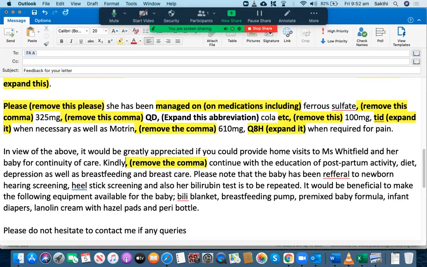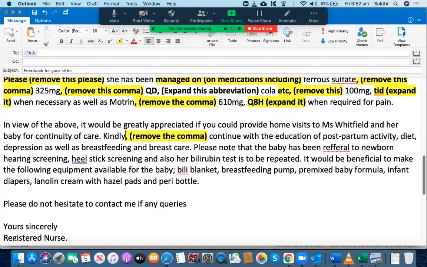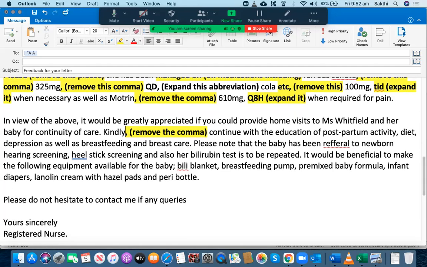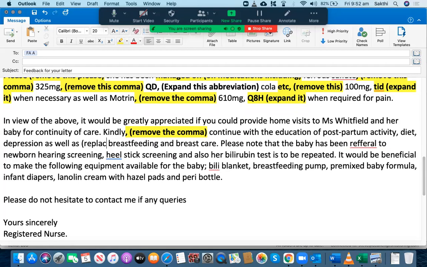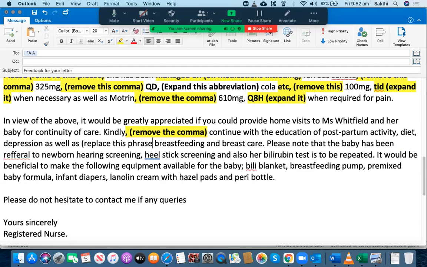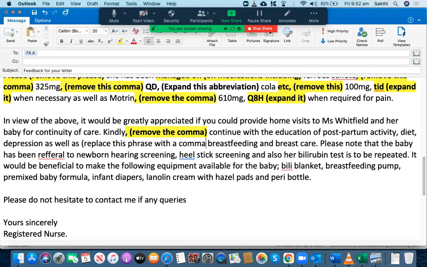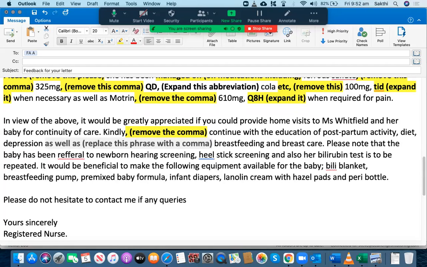Continue with the education of postpartum activity, diet, depression, as well as breastfeeding and breast care. You don't need to use as well as here. Instead of that, remove this as well as, and replace this phrase with a comma. So replace as well as with the comma, and then the rest of the things will be all right.